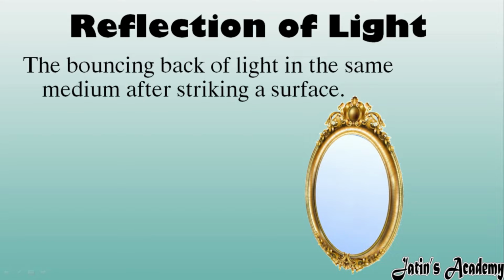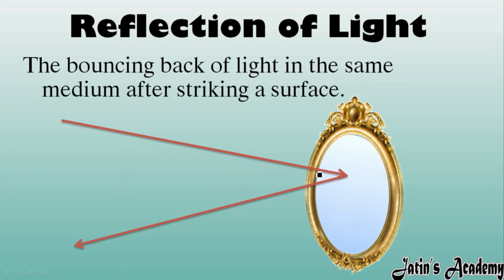So our first topic we are having reflection of light. So what do you mean by reflection of light? Definition of reflection of light is like this: the bouncing back of light in the same medium after striking a surface. Means when light strikes on any plane surface or on any surface, the light gets reflected back in the same medium after striking a surface, and this bouncing back or reflecting back of light is known as reflection of light.